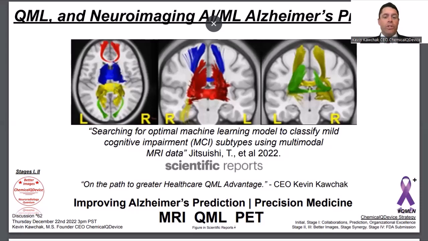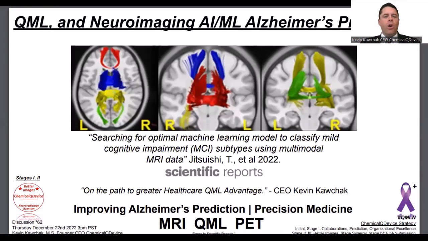Kevin Kochek. I'm the founder and CEO of Chemical Q Device, here to talk about QML and neuroimaging. Specifically, this is with multimodal, so you figure electronic health records, imaging, cerebrospinal fluid, and basically pulling these things together on the path to greater healthcare QML advantage.